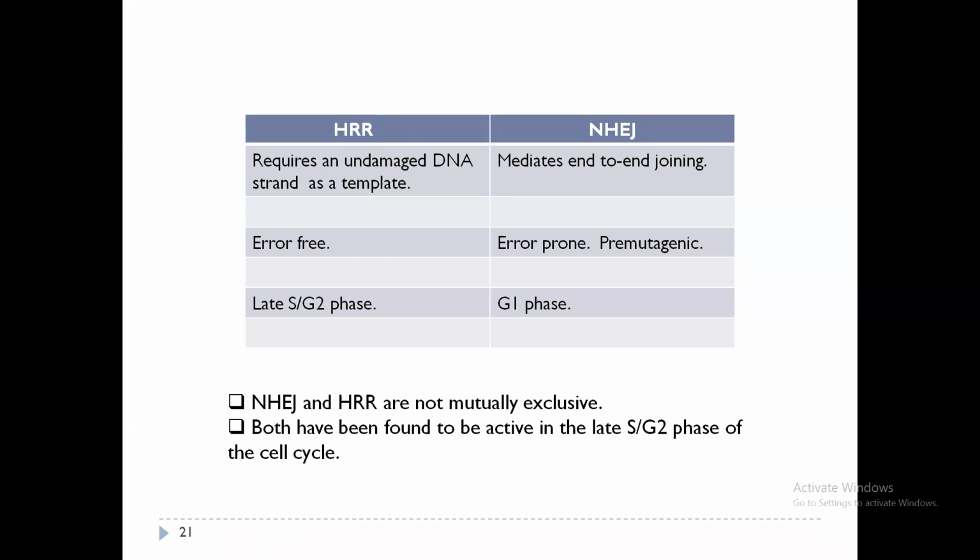HRR generally occurs during late S or G2 phase, while non-homologous end joining generally occurs during G1 phase. But these repair pathways are not mutually exclusive. Both have been found to be active in the late S and G2 phase of the cell cycle.